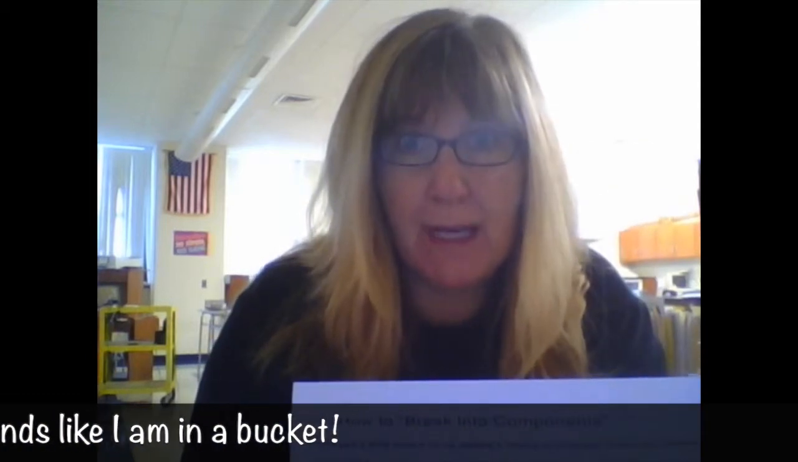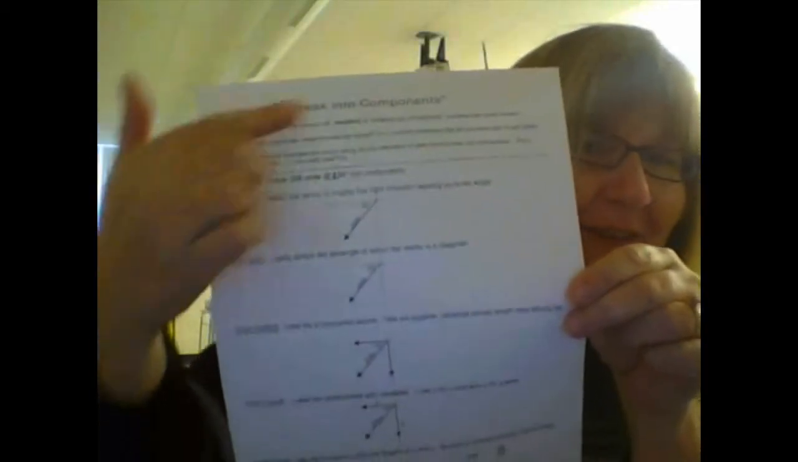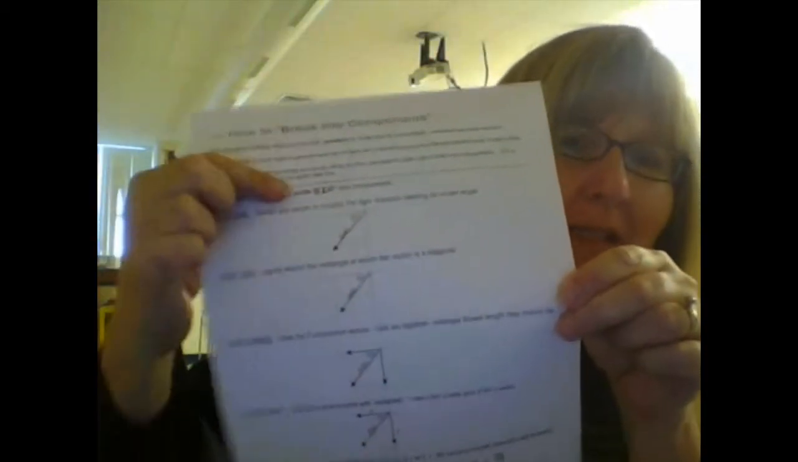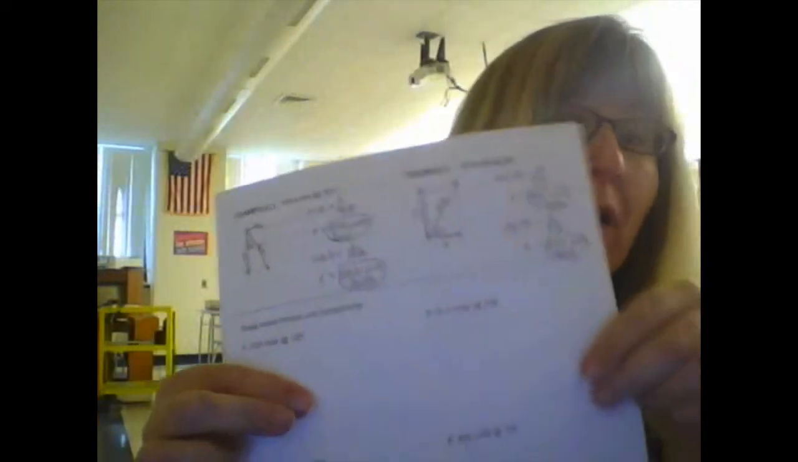We are going to break into components. You should read the front of this. It shows you how to do it, step by step, what to do. And then try the back of it yourself.